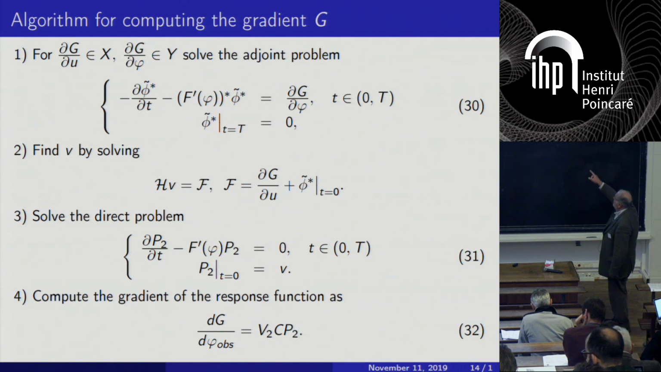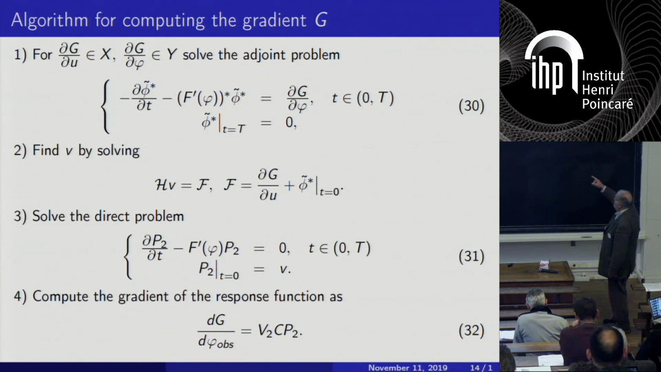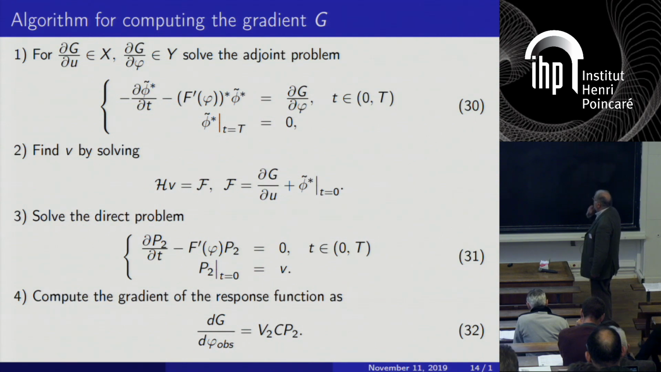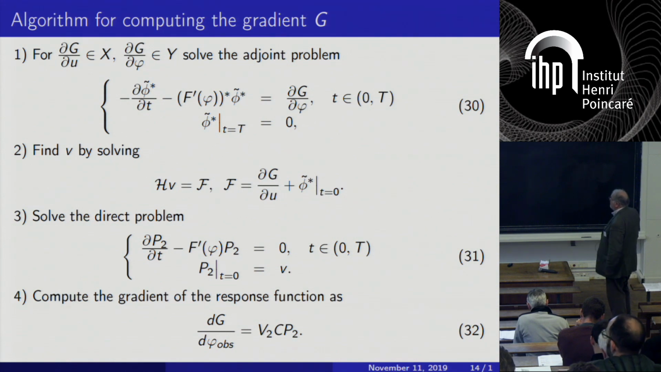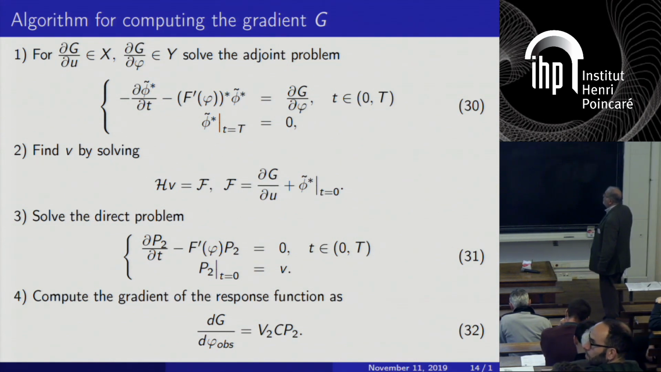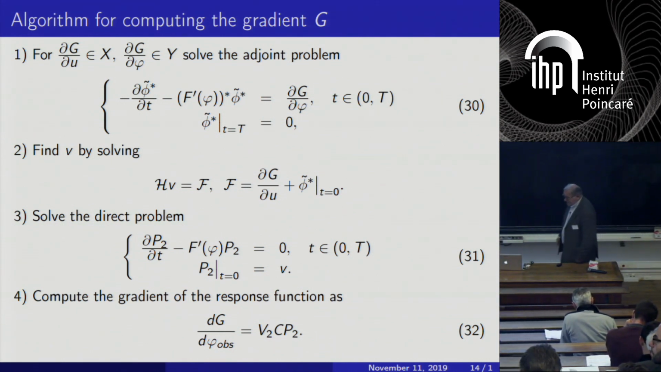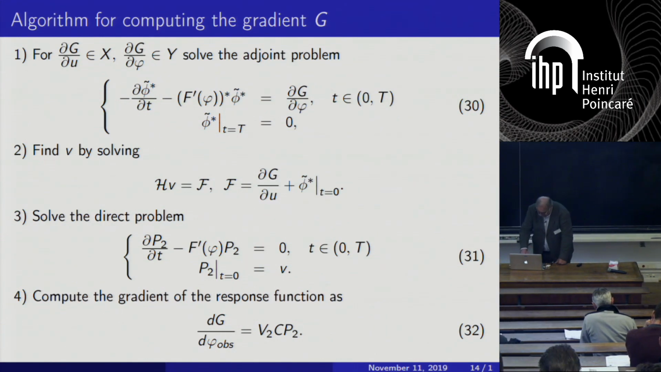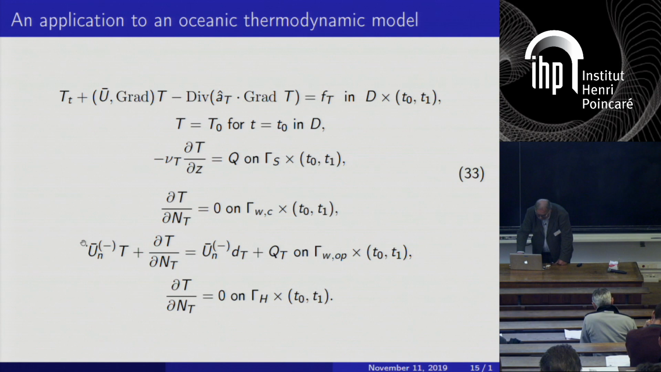Then we solve another problem with P2, the second adjoint variable, with an initial condition, and once this system has been solved, then we can compute the gradient of the response function G with respect to the observation, which is equal to V2 CP2. So this is the basic algorithm to compute the sensitivity.